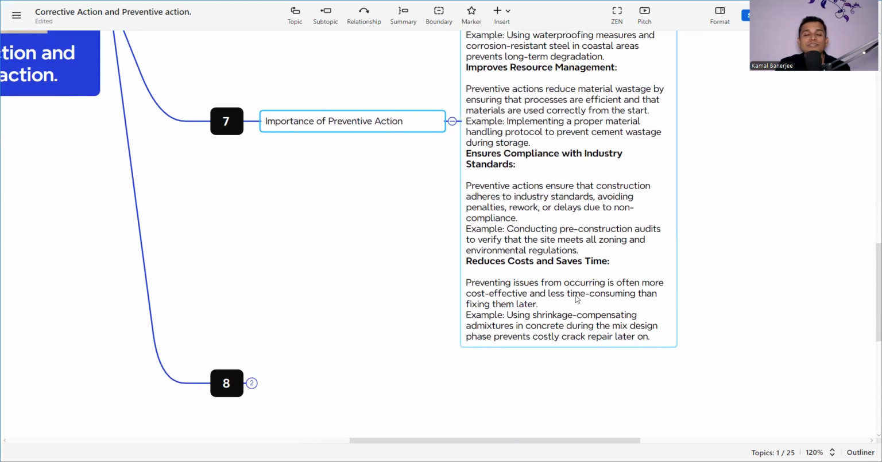Then, reduces cost and saves time. If there is no defect, there will be no repair, there will be no cost, and there will be no time delay. So it is helping us reduce the cost and save time, and it also helps us build the reputation of the company. If there is no quality issue, the customer will give more work to the organization, so the organization will grow. So it is enhancing the customer reputation also.